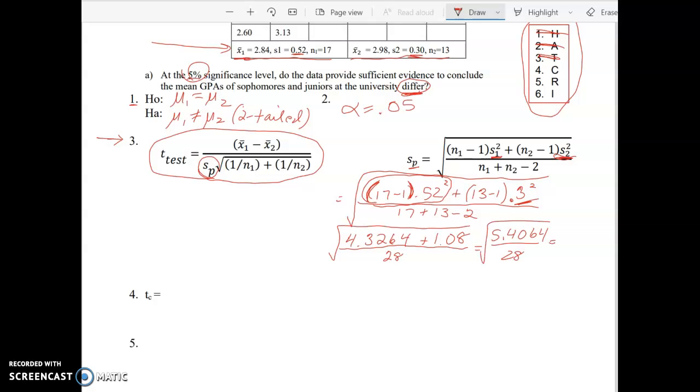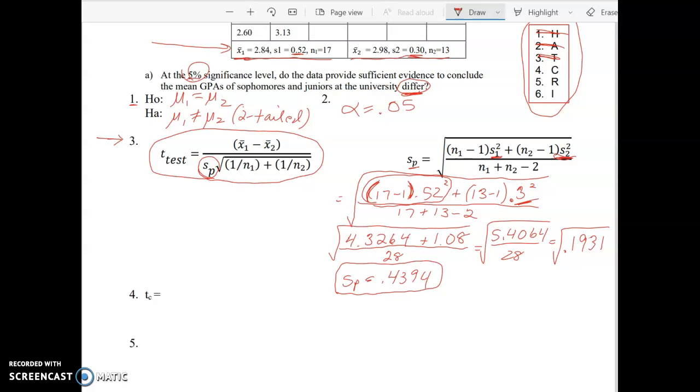And that equals 0.19, oops, 0.1931, square root of that. And so the final number we get for SP is 0.4394. And right now I'm going to do everything to 4 decimal places until I get to the end.